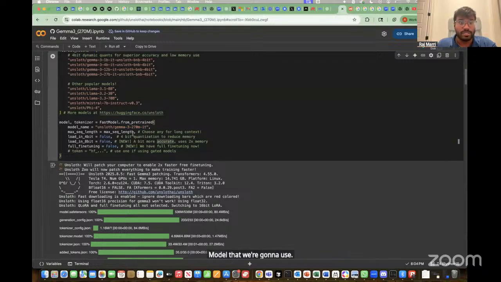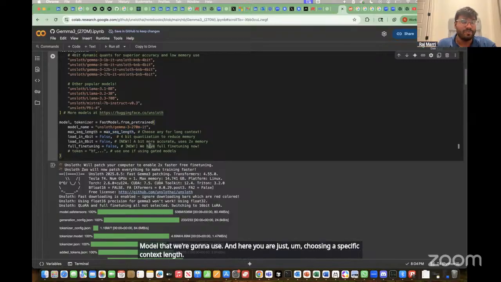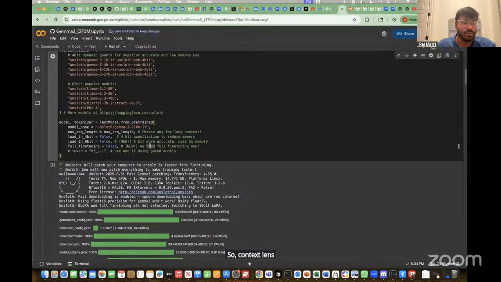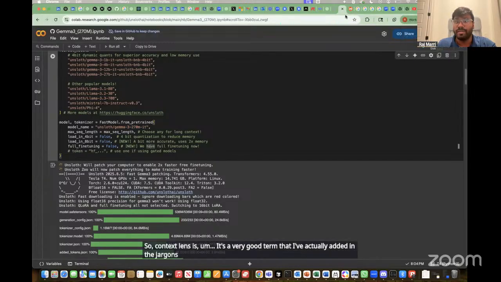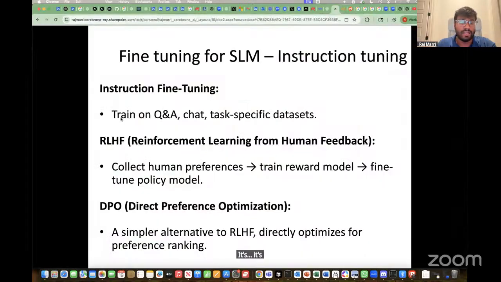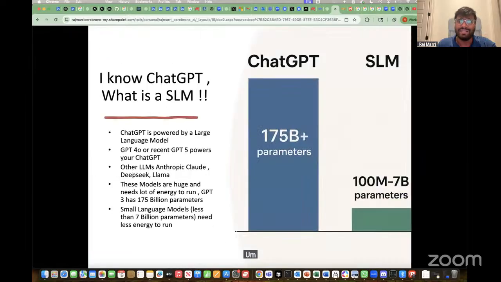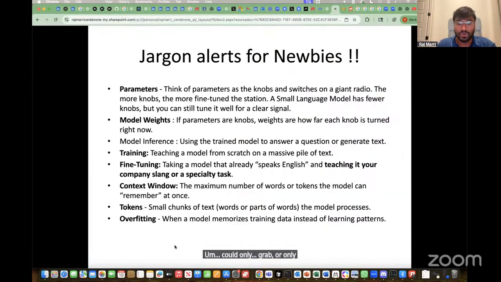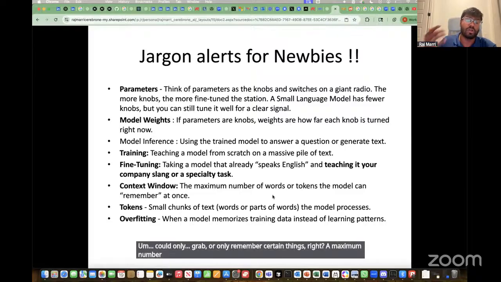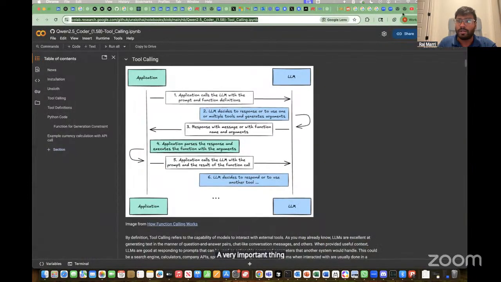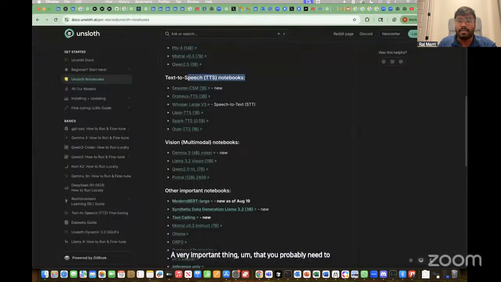And here you're just choosing a specific context length. Context length is a very good term that I've actually added in the jargon. It's the limit in which a model could only grab or only remember certain things, right? A maximum number of words or tokens the model can remember at once. That is what a context length is. It's really a very important thing that you probably need to understand.